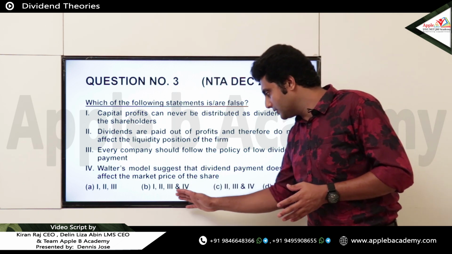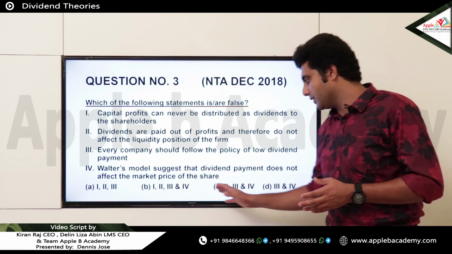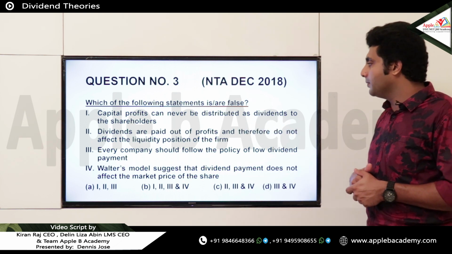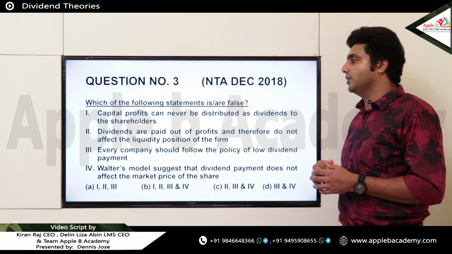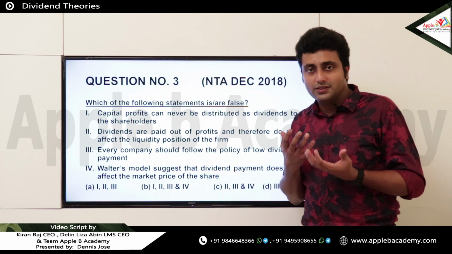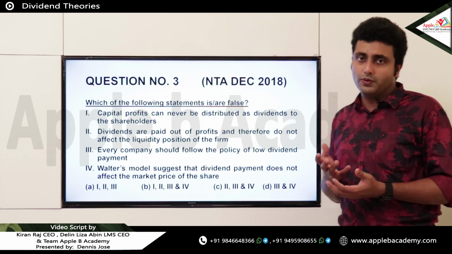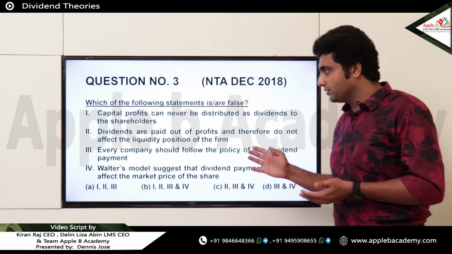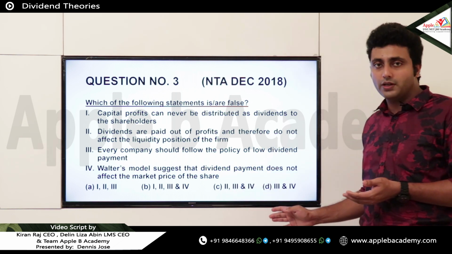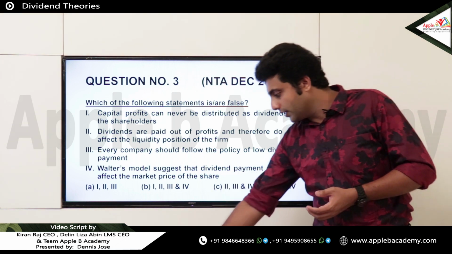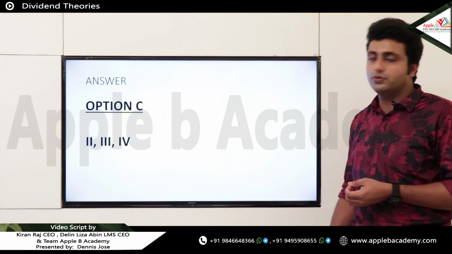Just go through the options. You have 2 options left, B and C. So, to come back to the first, capital profits can never be distributed as dividends to shareholders. That is true. Capital profits are something which you get by selling of your assets. That cannot be. Only operational profits could be distributed as dividend. So, 1 is true. So, 2, 3 and 4 are false. So, the right answer would be option C, 2, 3 and 4.